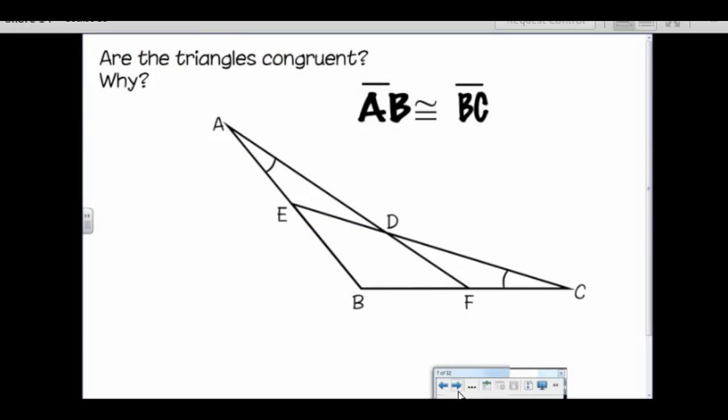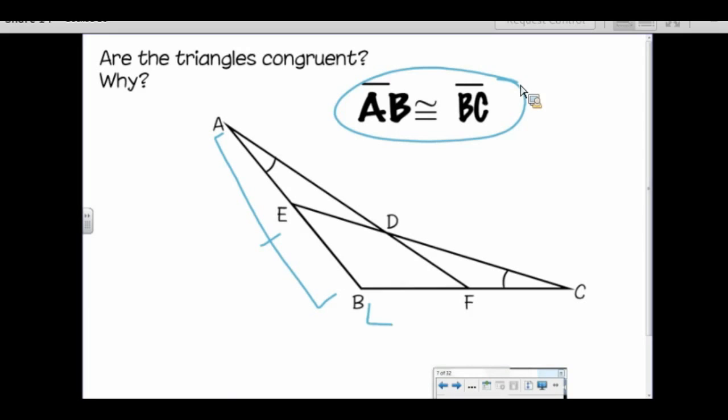All right, I'm getting some different answers, but it looks like most of you said angle, side, angle. Let's take a look at this one. We were given the information that segment AB is congruent to segment BC. So you can mark that any way you want, but you're going to have to put a tick mark on those sides, and they're overlapping, so you're going to have to show that the whole segments are congruent. This doesn't happen very often.